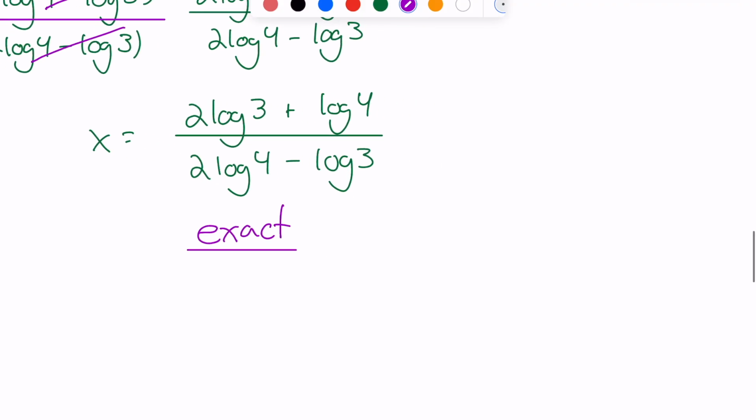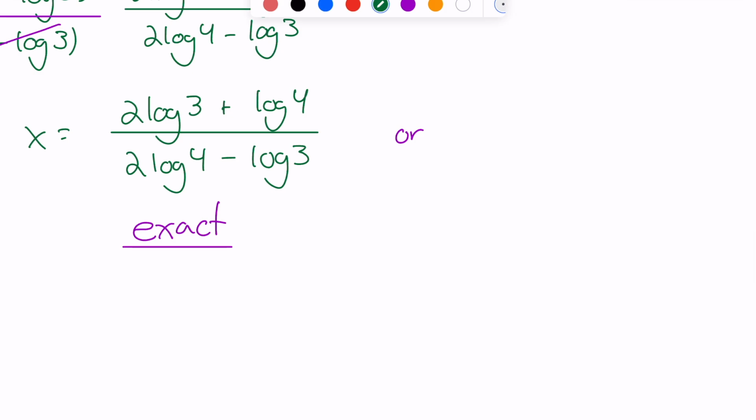And then if you were to approximate it, what is the approximate answer? So try it out, plug it into your calculator, right? And check to see if you get the same thing I do, where x is approximately 2.141. So that's your approximate answer.